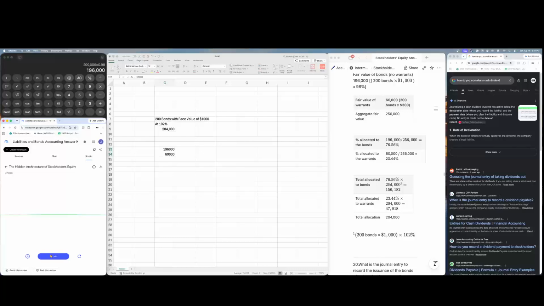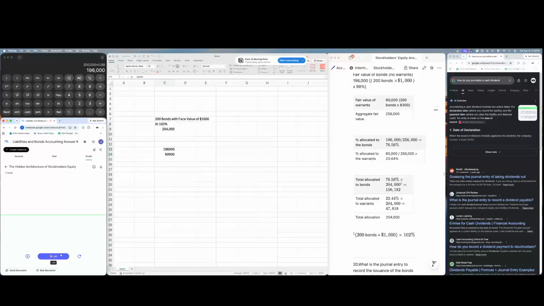That aggregate value is the benchmark we use to divide the actual $204,000 received. It's like checking the price of a burger and fries separately to split a combo meal's cost. Even though the bundle price is different, the ratio of the individual parts stays. So then you can get the percentage of how much is allocated to the bonds, and how much of that is allocated to the warrants.